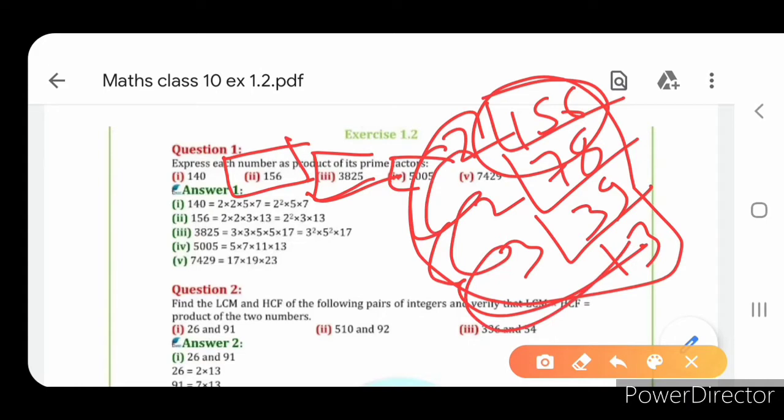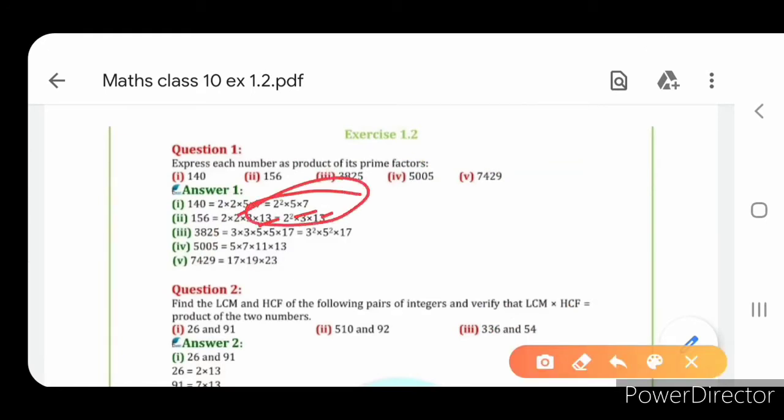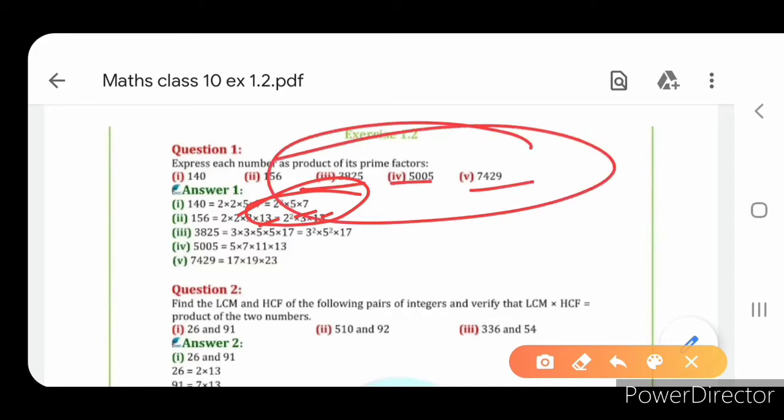Firstly, what are prime numbers? A number which has only two factors is called a prime number. It means it will be divisible only by 1 or itself. Look here, 2, 3 and 13 are all prime numbers. Similarly, we can find all the prime factors of the given questions.